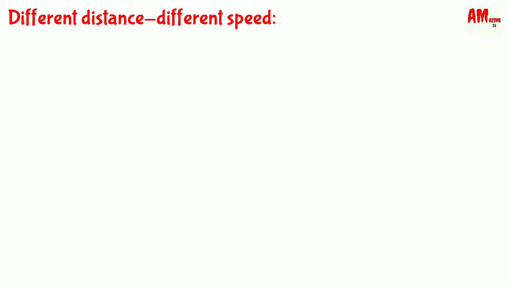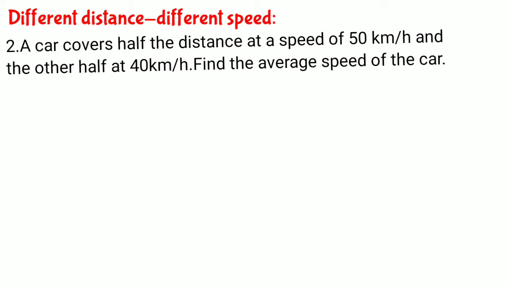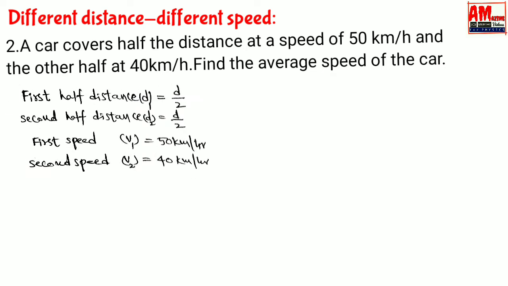Case 2. Different distances and different speeds are given. Next problem. A car covers half the distance at a speed of 50 km per hour, and the other half at 40 km per hour. Then find the average speed of the car. Here different distances and different speeds are given. Note down the given values. First half distance d1 is equal to d by 2. Second half distance d2 is equal to d by 2. First speed v1 is equal to 50 km per hour. Second speed v2 is equal to 40 km per hour.